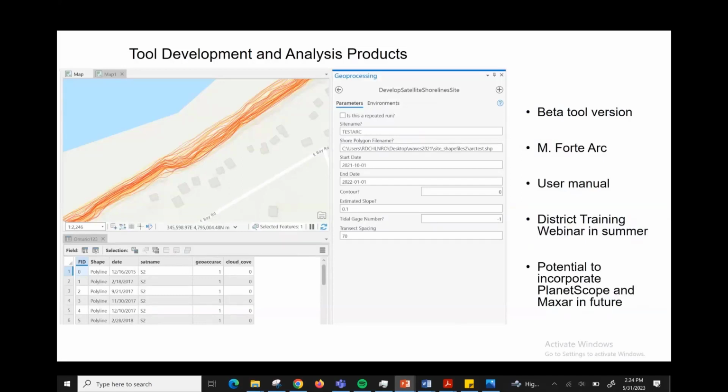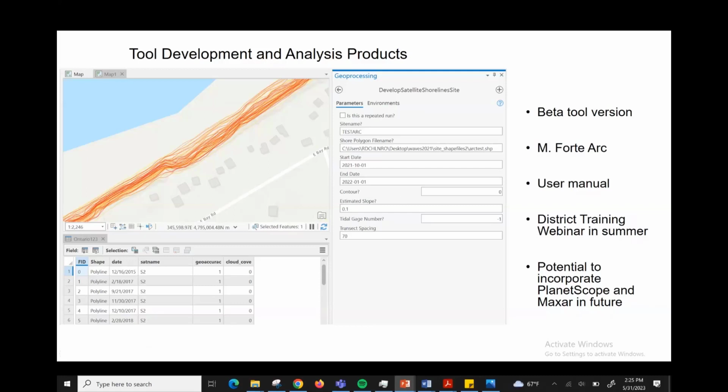So again, we're migrating this from its Python home into what you can see here, which is an ARC tool. We've added Mike Forte recently for some of his ARC expertise. We're working on our documentation. And then stay tuned, of course, for a training webinar later this summer. But just a quick overview of our tool.